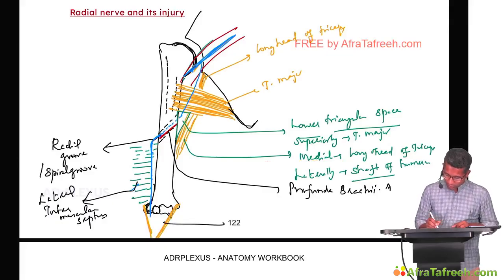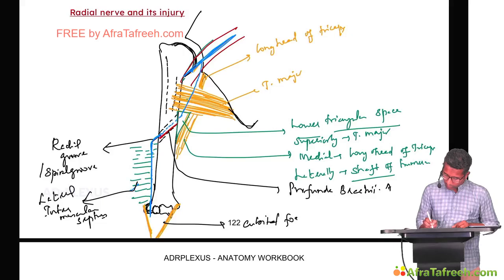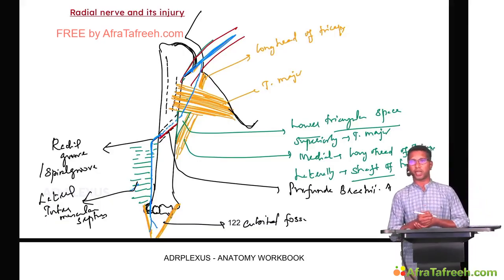So this fossa is called what? This is the cubital fossa, and the nerve now enters the cubital fossa, and in the cubital fossa it divides into two branches: a superficial and a deep branch.